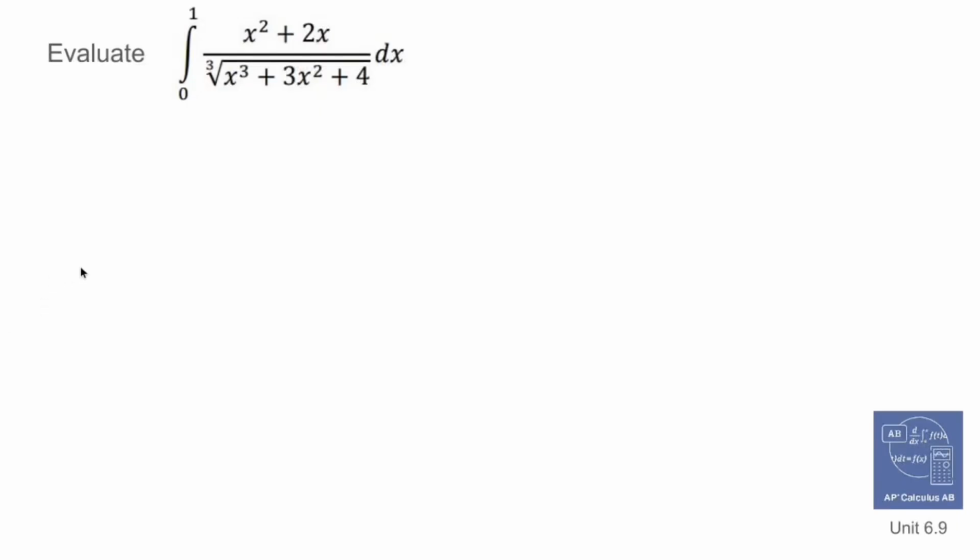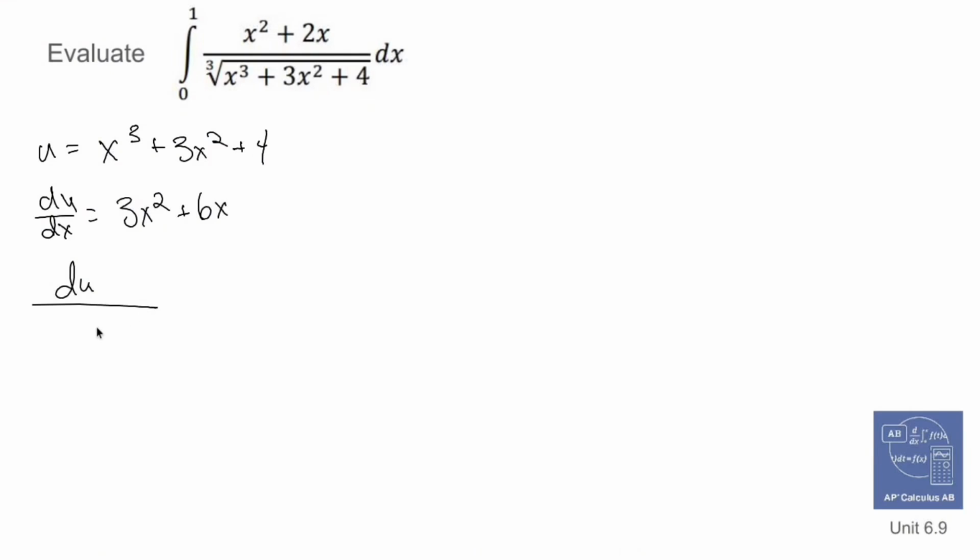This is going to be a train wreck. Let's let u equal everything underneath that cube root. u equals x cubed plus 3x squared plus 4. So du dx is going to be 3x squared plus 6x plus nothing. Do the old flip-flop where you replace dx, so du over 3x squared plus 6x is going to equal dx.